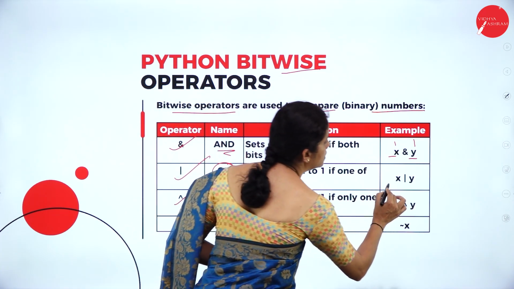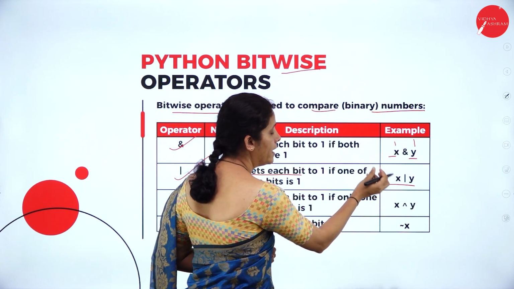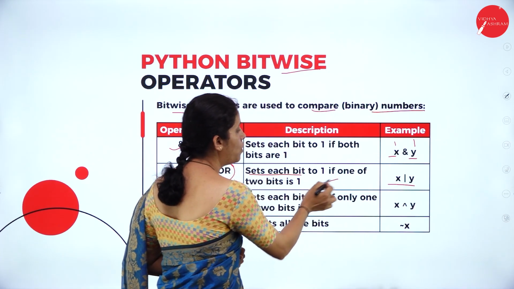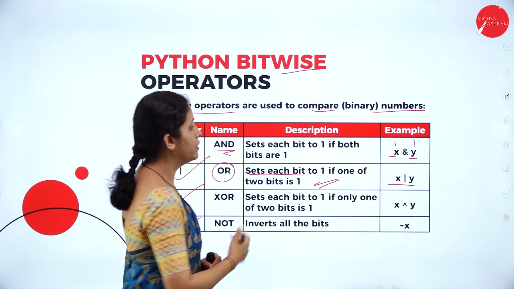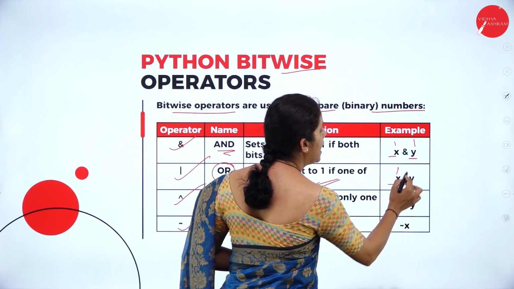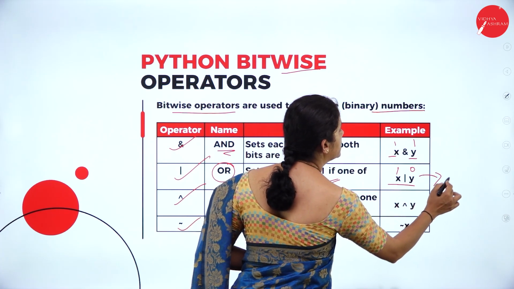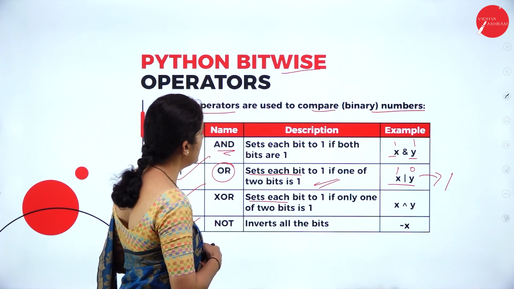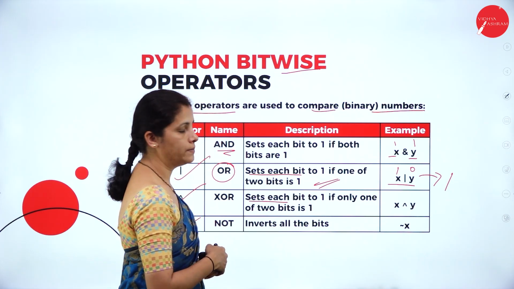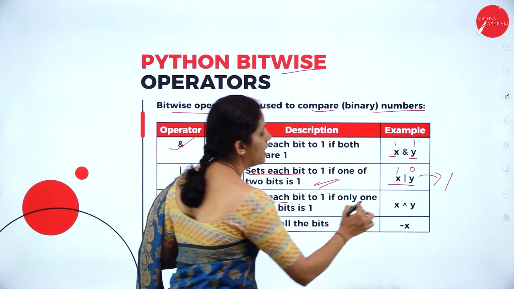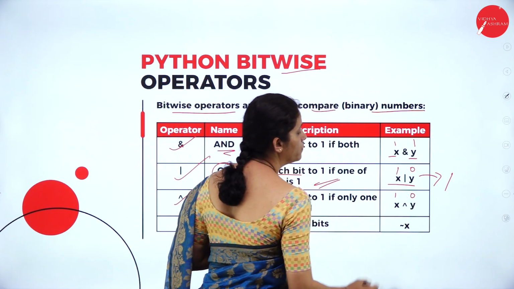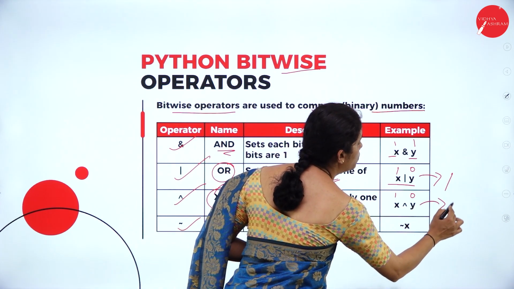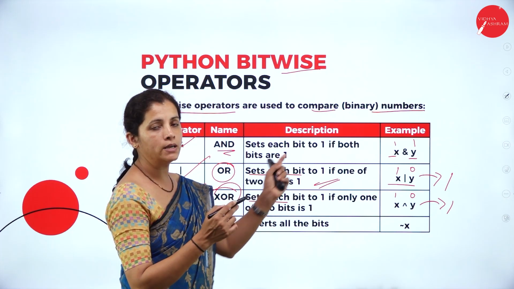If I go with the OR, if any one of the values is 1, what output am I going to get? 1. For example, X is 1 and Y is 0, but the output I am getting is 1. It sets each bit to 1 if any one of two bits is 1. See here, I have 1 and here I have 0. If I go with the XOR, I am going to get 1. So if any one of the bits is 1, what is the output I am getting?